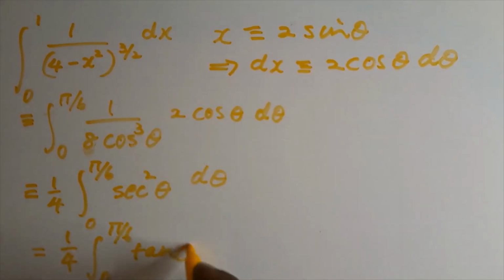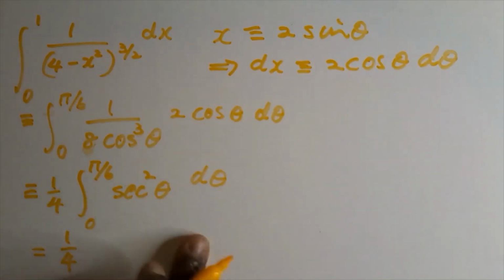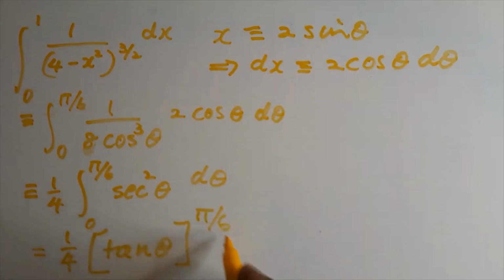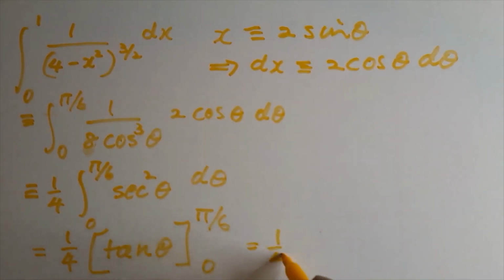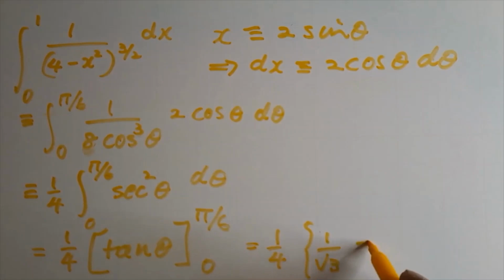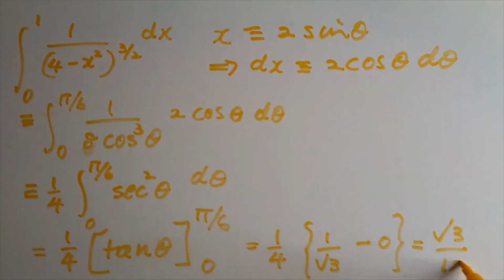And when we integrate this, we now have tan theta, evaluated from 0 to pi over 6. This evaluates to give us a quarter times 1 over root 3 minus 0. Finally, our result is root 3 over 12.